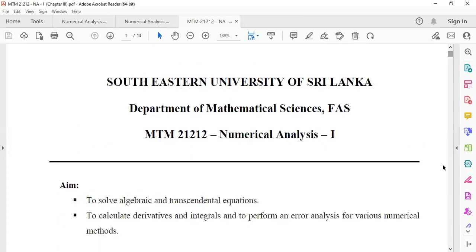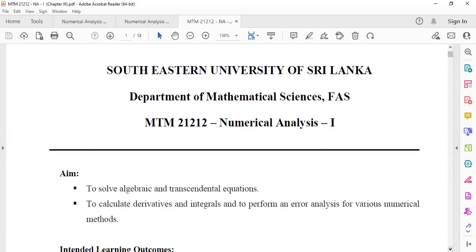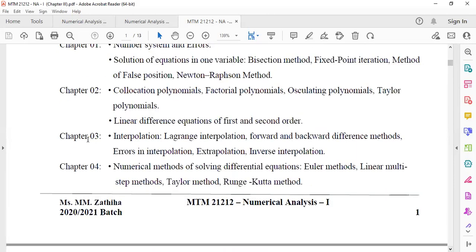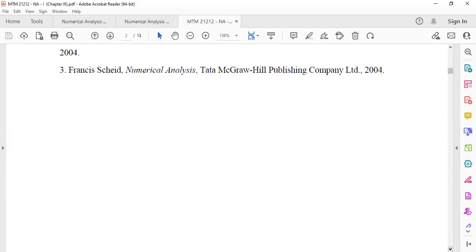Now we are in the final part of our chapter 3. So in here we will go through it. Actually, our chapter 3 is all about interpolations, where we learned Lagrange interpolation, forward and backward methods, as well as extrapolations. Now we have started our inverse interpolations, as well as error in interpolation, which will be your reference for the time.